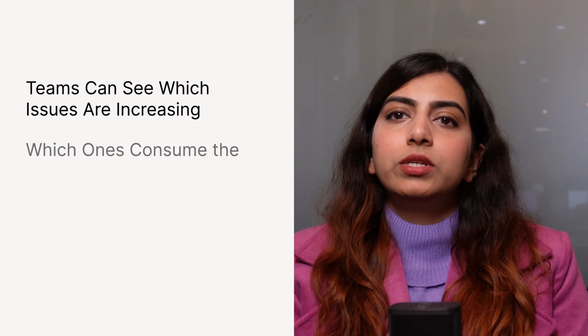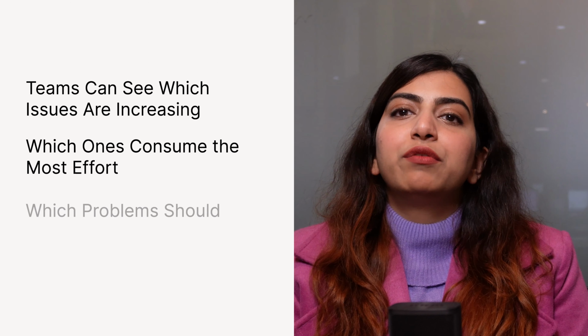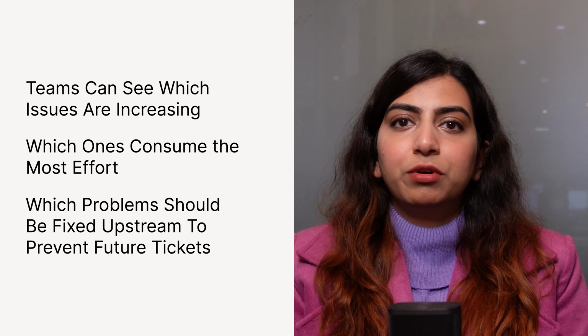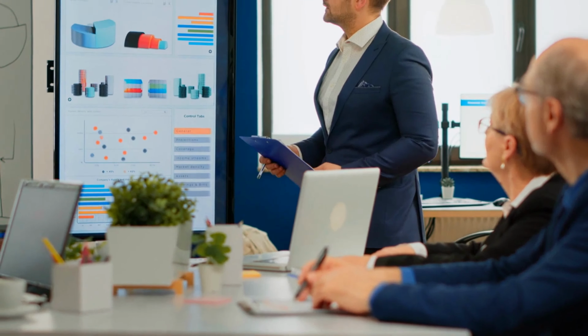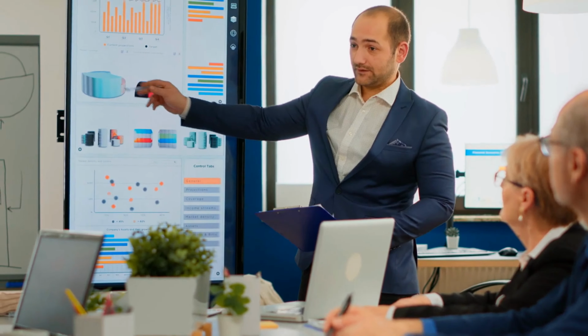One of SentiSum's biggest advantages is precision because it's trained heavily on support language and ticket data. It's very good at detecting root causes, not just surface sentiment. Teams can see which issues are increasing, which ones consume the most effort, and which problems should be fixed upstream to prevent future tickets. SentiSum also connects feedback analysis to operational impact. By tying issues to ticket volume, resolution time, or cost, teams can quantify which problems are most expensive to the business, helping product and operation teams prioritize fixes with clearer ROI.